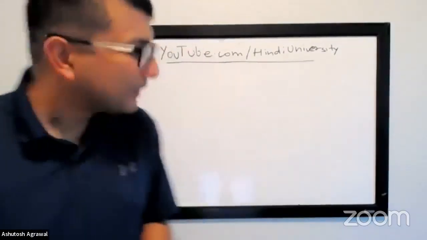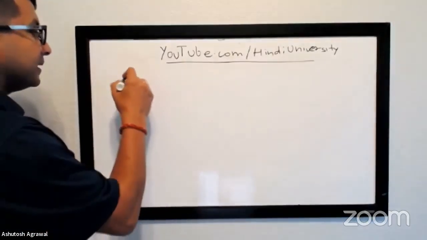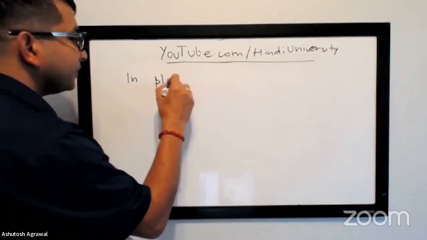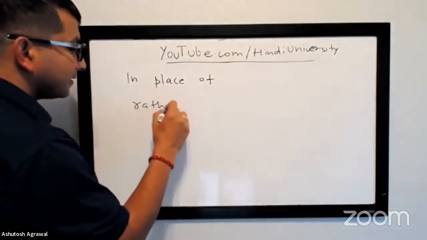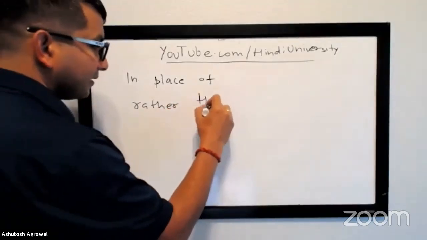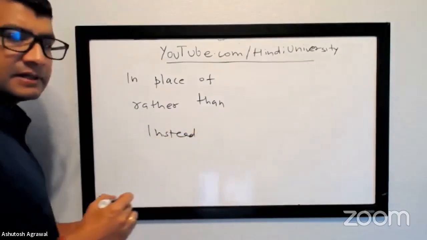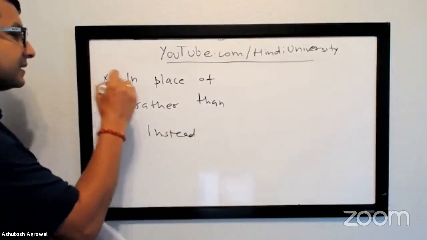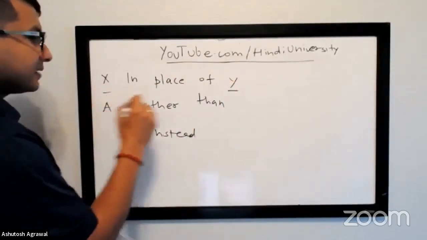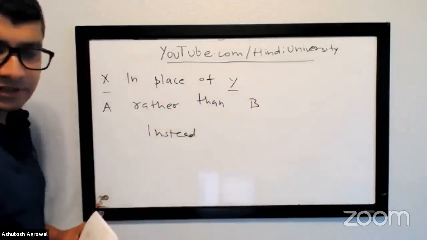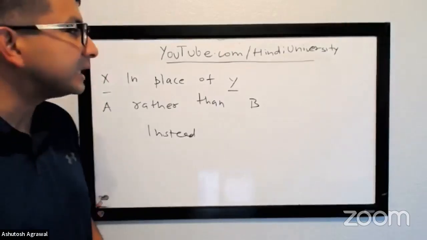Welcome everyone again. If you recall, the first one I want to cover is when you want to say a sentence of "in place of," or "rather than," or "instead." You can make several sentences with that. You can say X in place of Y, or you can say A rather than B. As you can tell, English allows you to experiment with multiple things here.